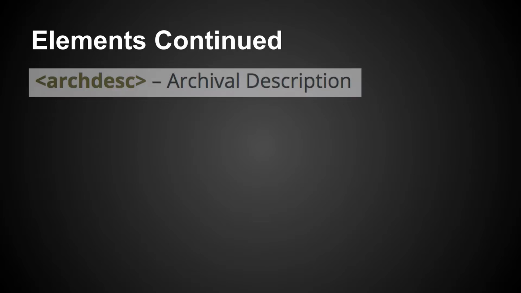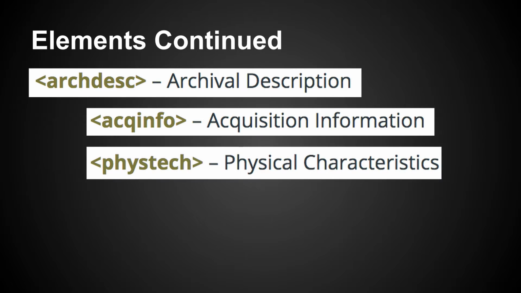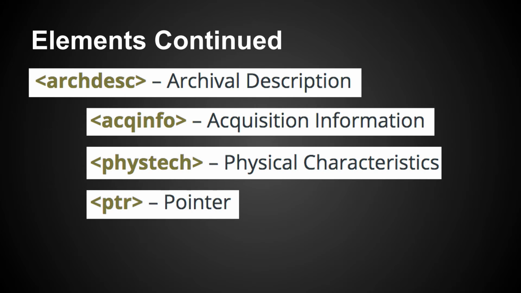Alright, so next we can see the general archival descriptions that include different elements that show the well-rounded nature of EAD. Acquisition information shows how the object or document was acquired, illustrating the administrative type of metadata, while the phys-tech tag allows for physical characteristics to be documented, which is a preservation type of metadata. And the pointer tag allows for the entire EAD description to be referenced in another item. So this is important when trying to connect other documents to EAD.